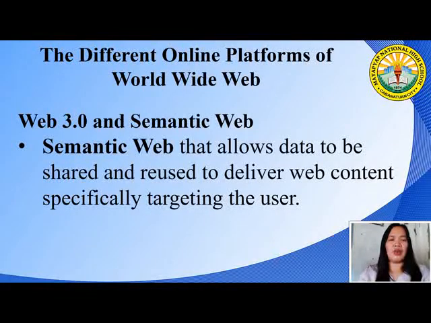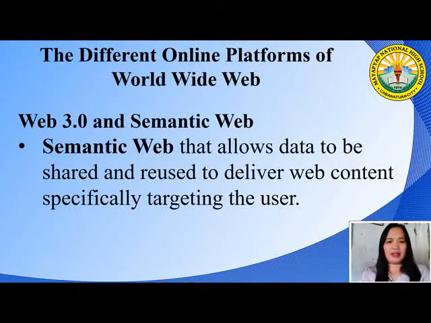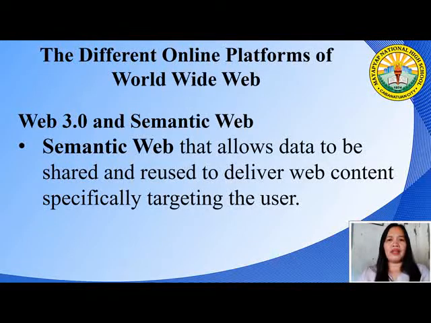Last is Web 3.0 and semantic web. Semantic web allows data to be shared and reused to deliver web content specifically targeting the user. Web 3.0 is a place where machines will read pages much like humans. For example, you search the internet for where's the best Korean restaurant to eat samgyeopsal. Web 3.0 will aim to give you results depending on how you made choices in the past.